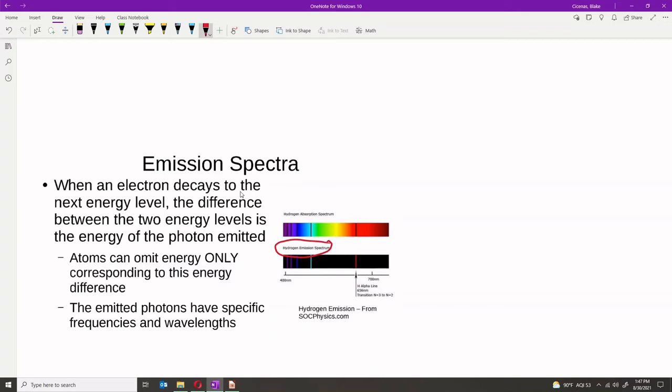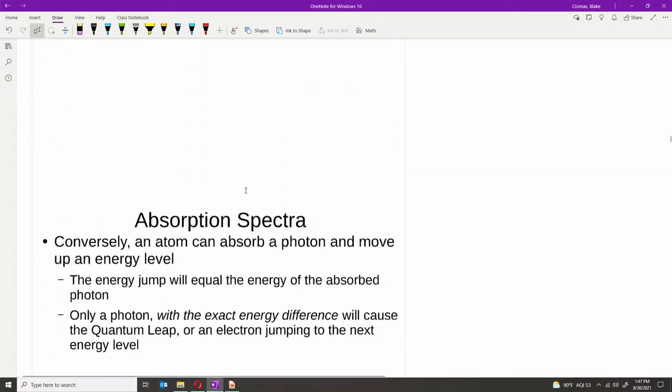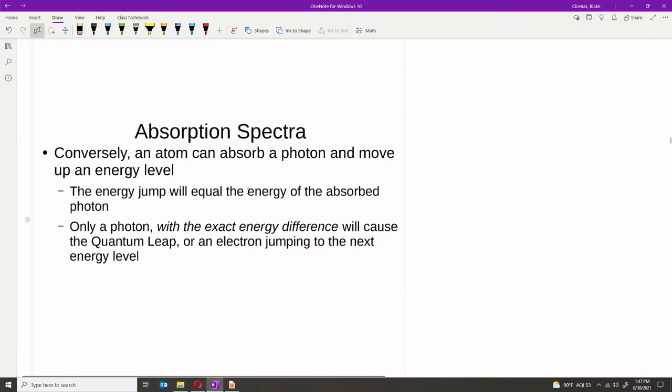And more importantly, if we're able to see this emission spectra from, say, a star, we know stars have hydrogen, but we can actually pinpoint what actual elements are in said planet, star, etc., just by looking at its emission spectra. In contrast, I thought I had a picture on this. I guess I'll do the next slide.